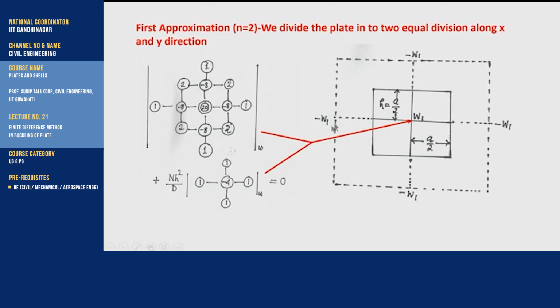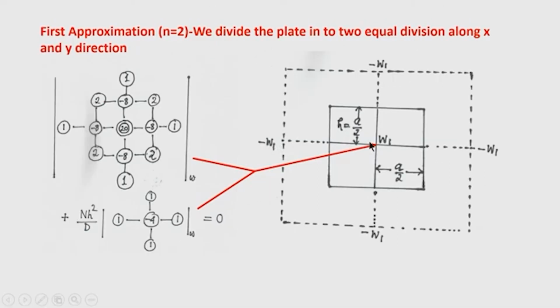So, here the image point of this node is this central node W 1. So, for example, node number is 1. Therefore, the deflection here will be minus W 1 if the deflection here is W 1. Similarly, in the other, vertical direction, here the deflection is minus W 1 and here it is minus W 1, and towards the right it is also minus W 1.